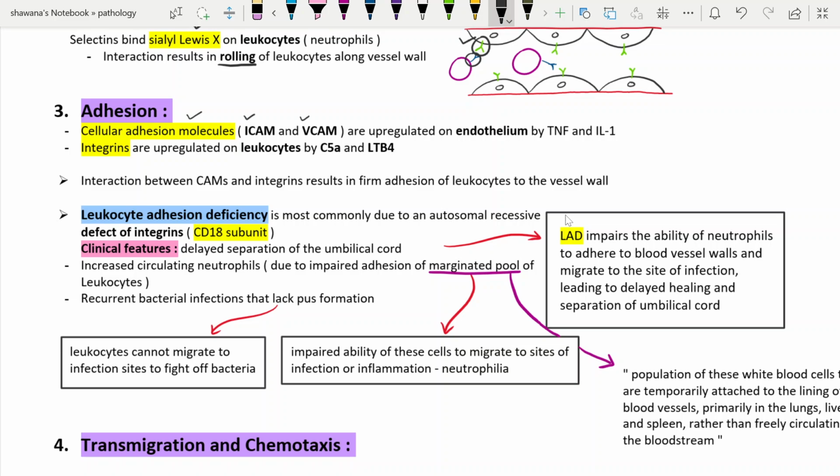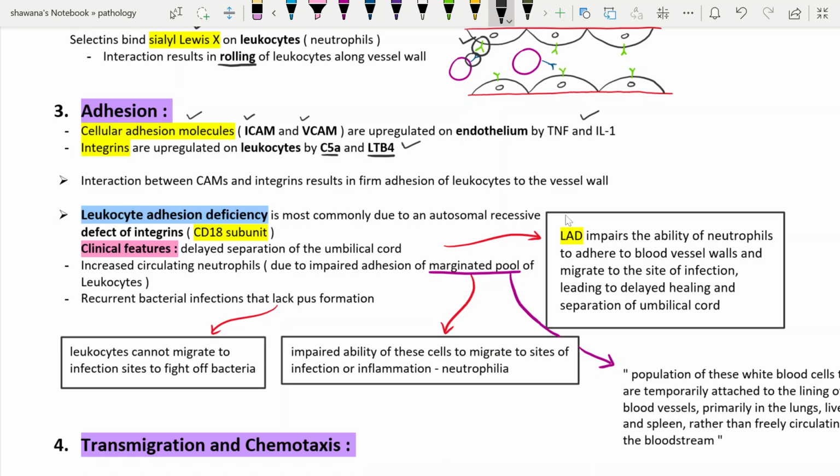ICAM and VCAM are upregulated on endothelium, and the integrins are upregulated on the leukocytes. The regulation of the CAM molecules is by tumor necrosis factor and interleukin 1. We have discussed that both mediators have an important role in acute inflammation, and integrin upregulation is by the mediators complement protein C5a and leukotriene B4. You have to remember these mediators as far as acute inflammation is concerned.